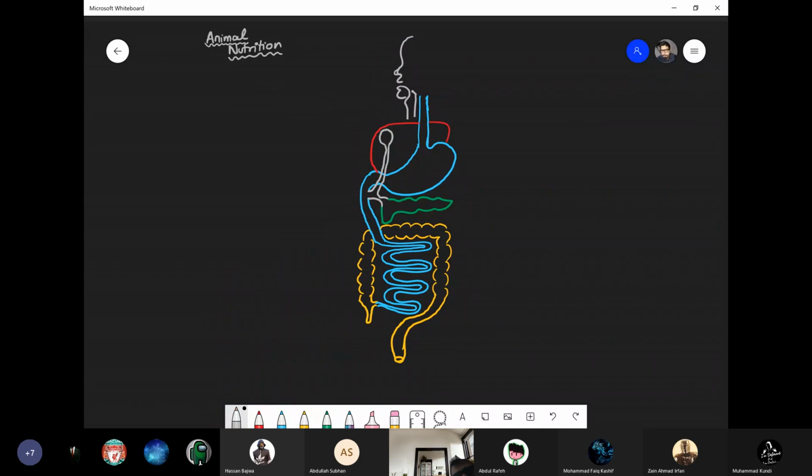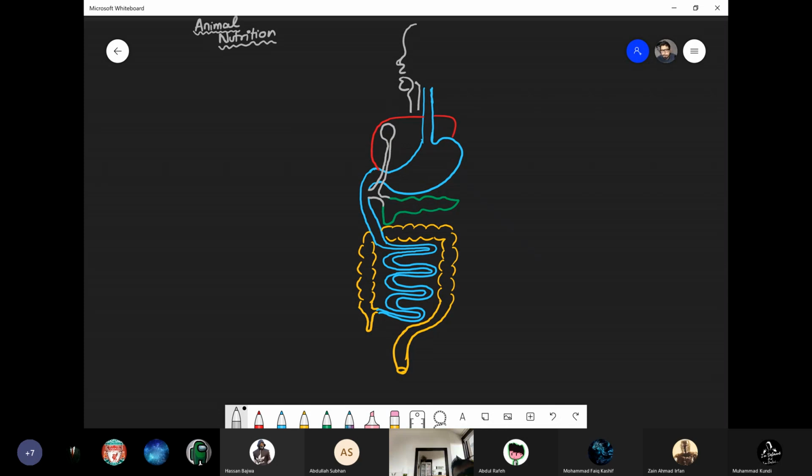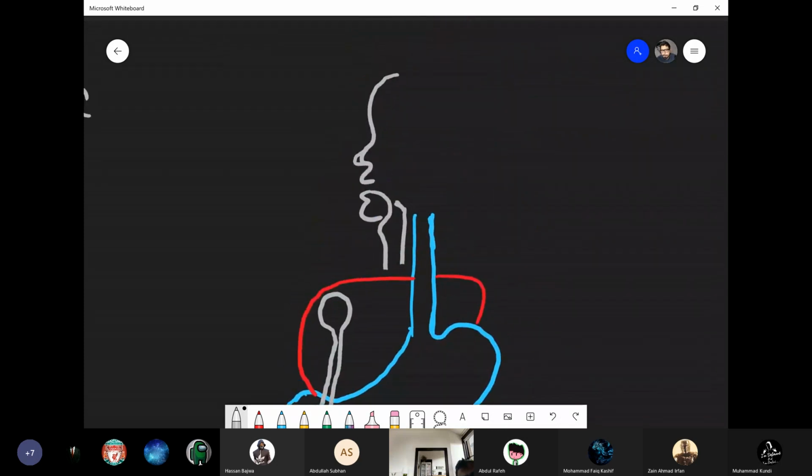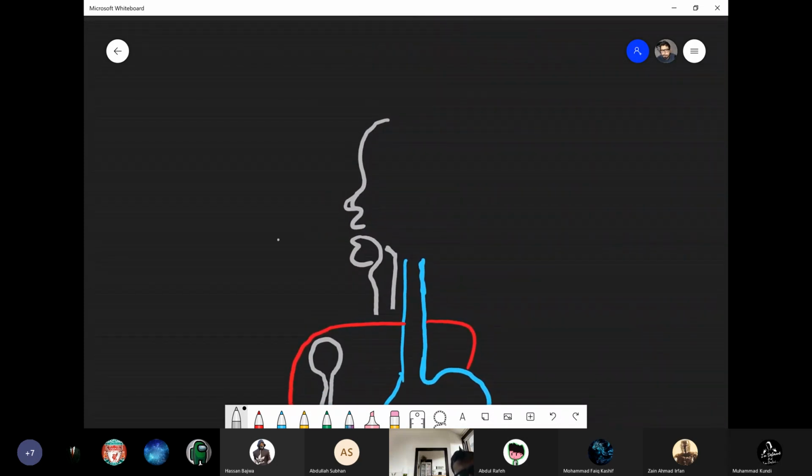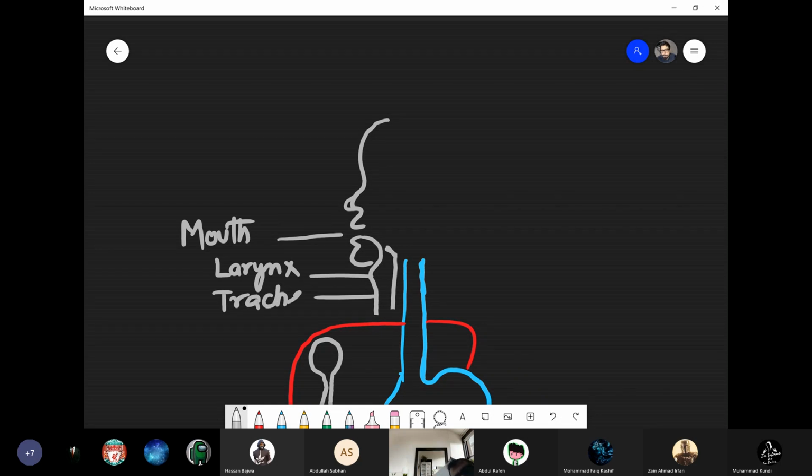Now we are going to label it one by one, and then we'll learn about its structures. First of all, this over here is the mouth, this is the larynx, this over here is the trachea. Now, why am I telling you about mouth, larynx, and trachea? Because I want you to know that the larynx and trachea are present in front, and the esophagus is present at the back.